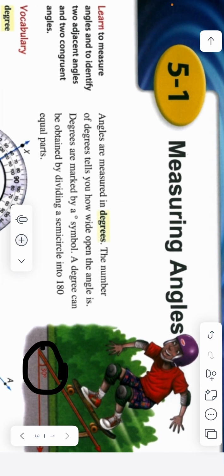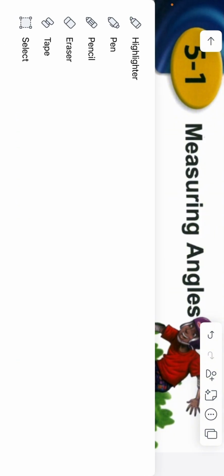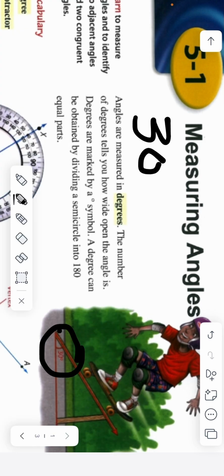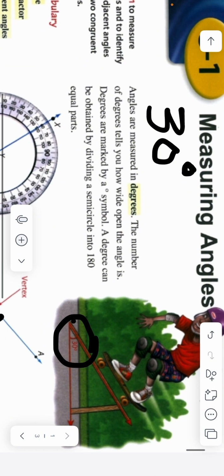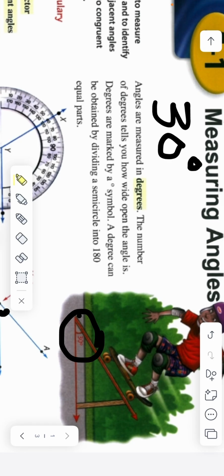How to measure it? For measuring an angle, we use a unit. For example, we write 30 degrees. The degree is the measurement of an angle. And also the symbol of it, let me show you. This is the symbol of an angle.